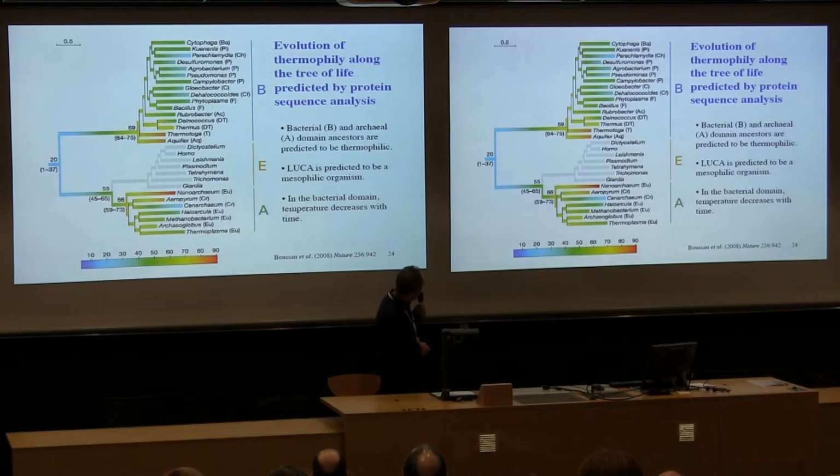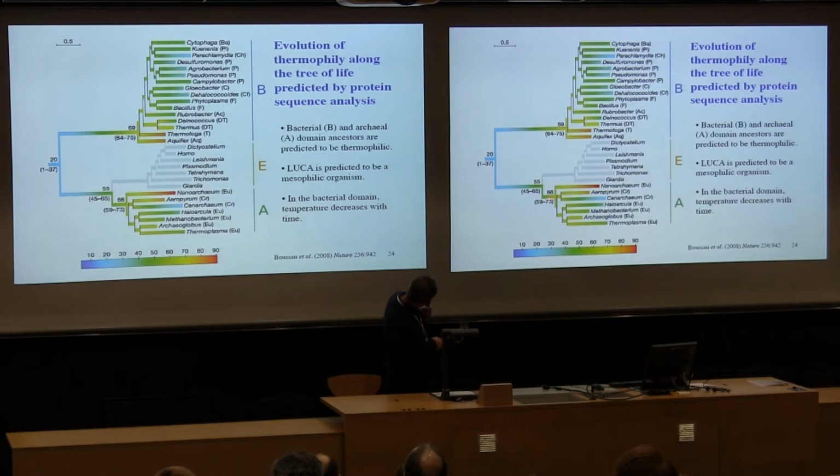So it is conveniently possible to visualize it with this tree in which colors correspond to estimated environmental temperatures. Blue for cold and until red for very high, 90-degree environmental temperature. And the estimate we obtained is about 70 degrees for the bacterial domain ancestor. So this is the bacterial domain B. And then here we have the archaeal domain A.